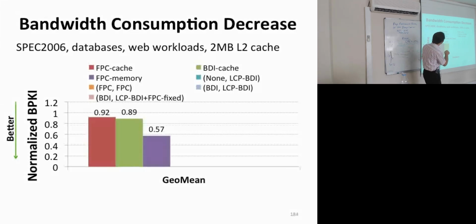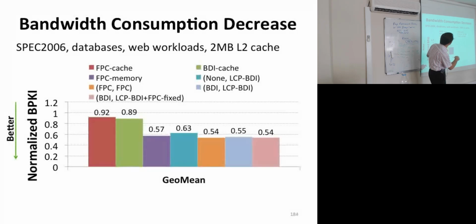If you do memory compression with previous mechanisms, bandwidth is reduced much more significantly because now you're transferring less data over the bus. Right? The reason for bandwidth reduction in cache compression is because you're accessing memory less. Right? That's the reason. Whereas here, you're bringing less data from memory. That's why you're getting reduction. Now, this is LCP with a base delta immediate compression. This is just memory compression and no cache compression. We get similar compression ratio to the baseline memory compression mechanism.